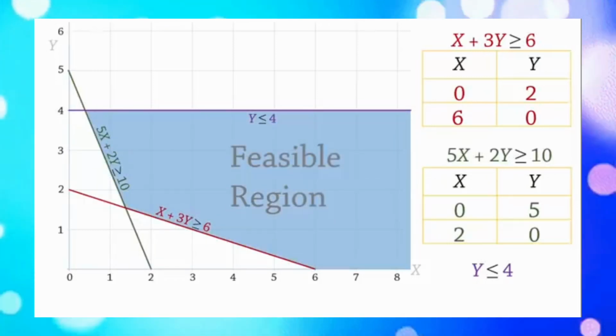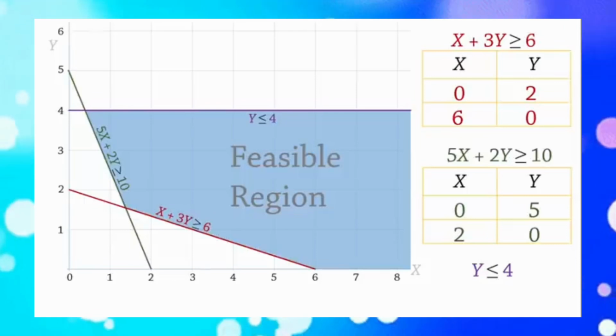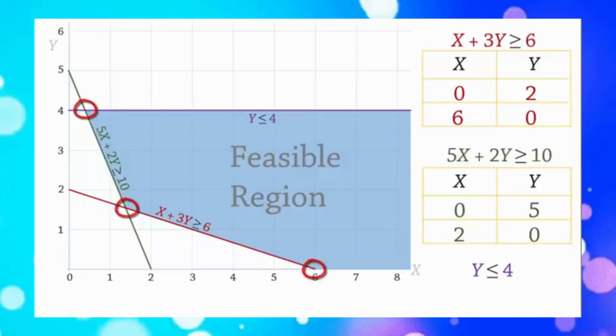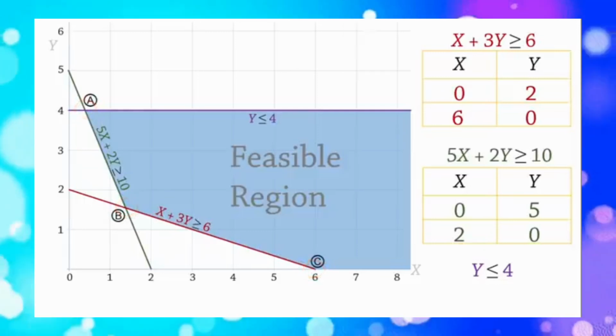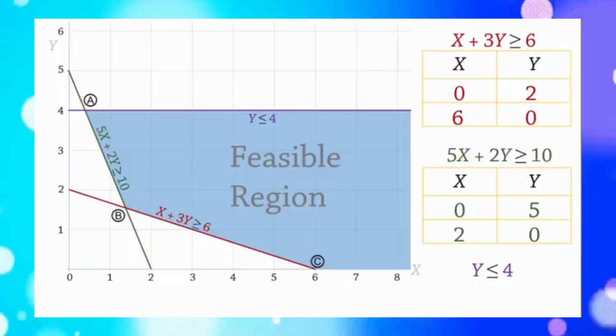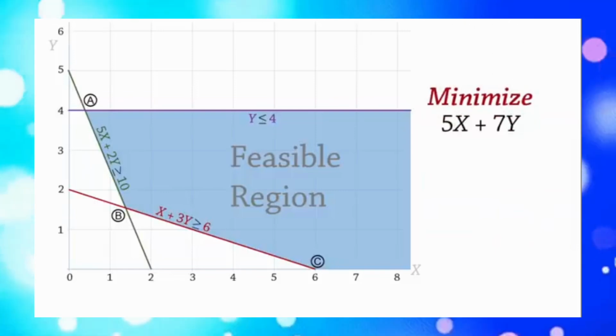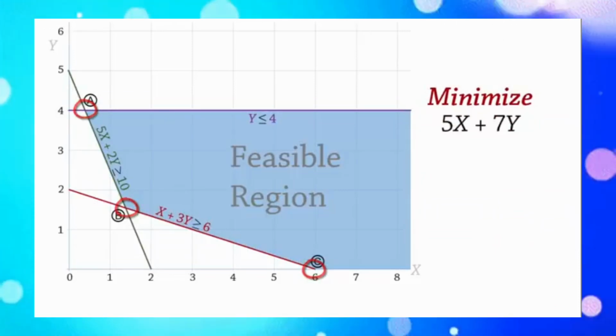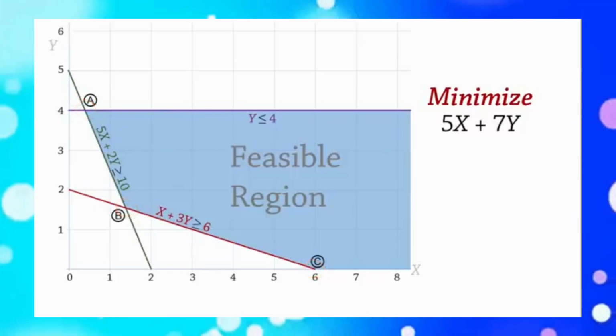Now, the optimal solution to this problem will occur at an extreme or corner point of this feasible region. Let's label them A, B, and C for reference purposes. Now, recall that the objective function is to minimize 5x plus 7y. So the corner point that gives us the minimum value of the objective function is the optimal point.